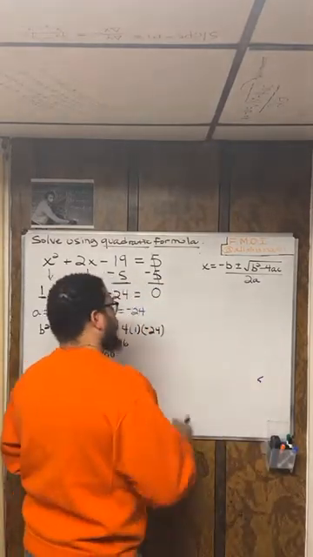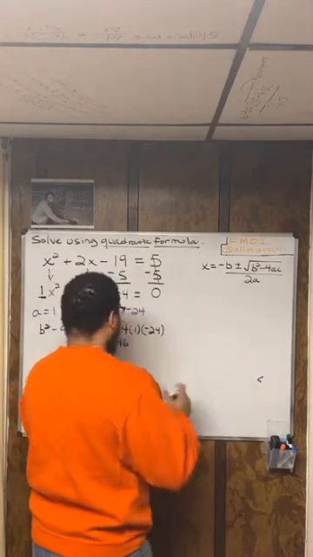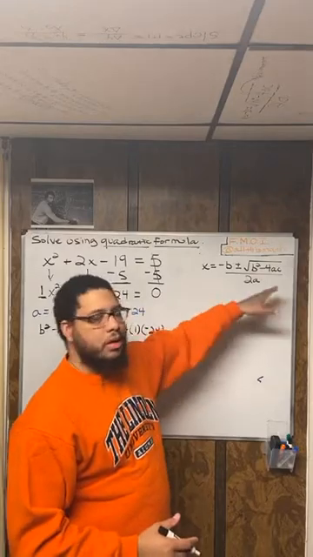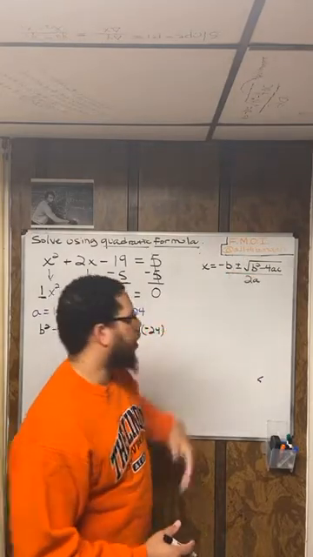All right? So now I'm going to go to the formula. And now I like the fact that I found the discriminant already, because now I don't have so much to plug in. I'm going to plug so much in when I actually use the quadratic formula.